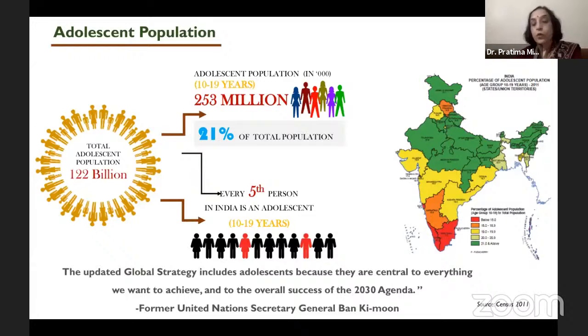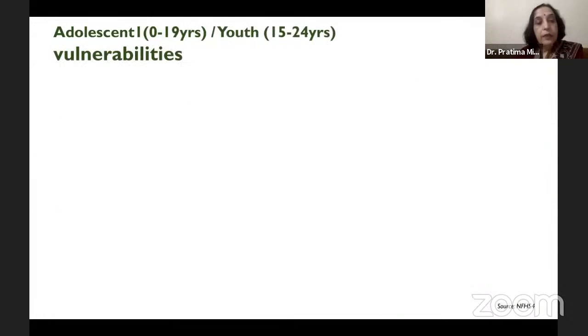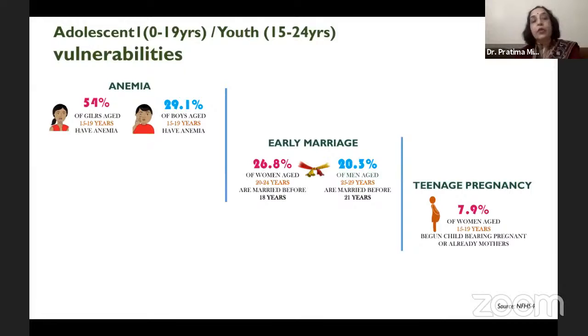So what is the vulnerability of the adolescent here? Adolescents are 10 to 19 years, and youth is taken as 15 to 24 years as per the MOHFW definition. I will be using these terms synonymously, either adolescent or youth, because most of the problems are common and most of the issues are commonly dealt with, except a few issues which are on the early adolescent, which we can deal with separately.